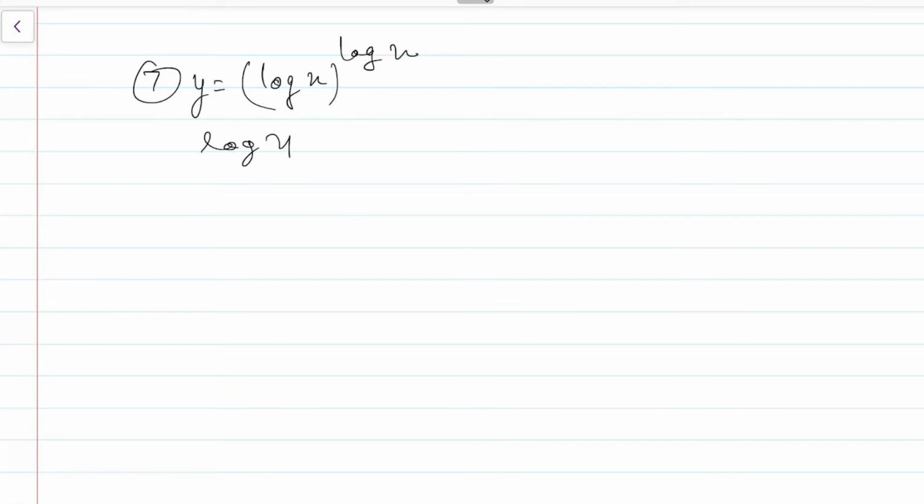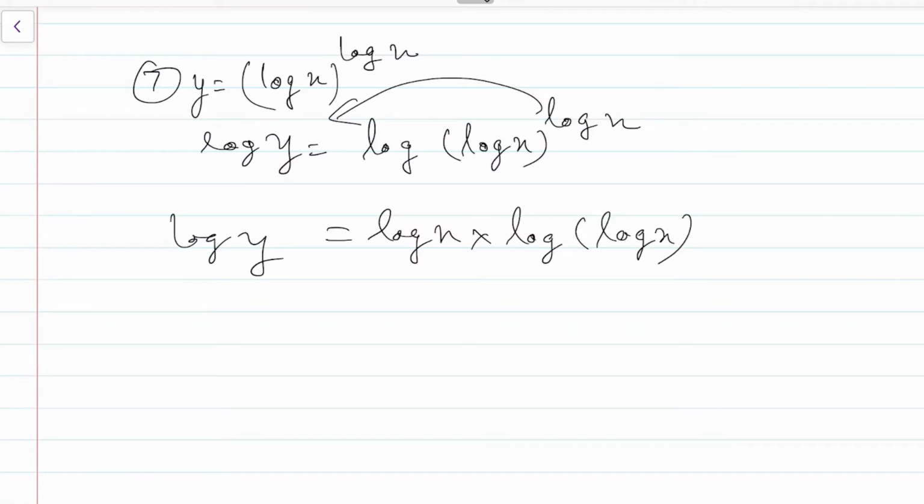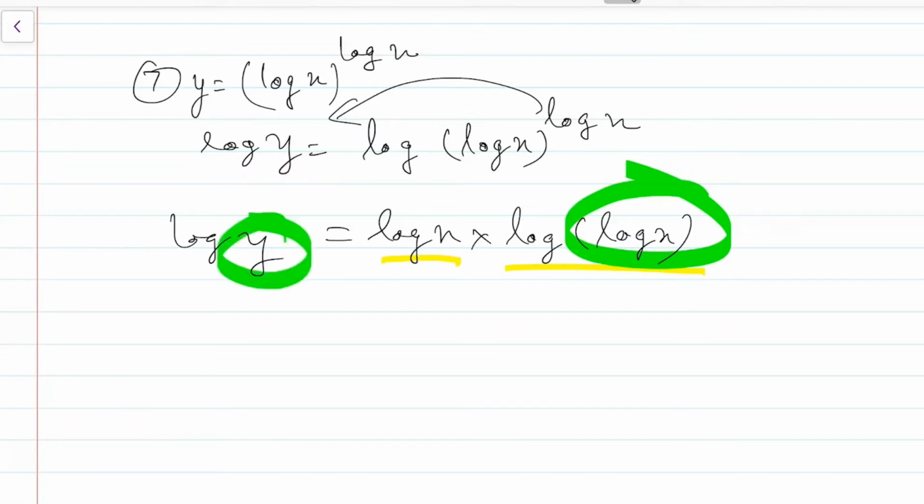Now question number 7. Wherever variable power variable is there, you have to take log. So log y is equal to log of log x raised to the power log x. So log y is equal to log x into log of log x. Now first we will use the product rule, then we'll use the chain rule here and here.